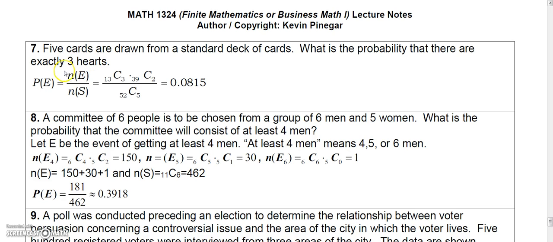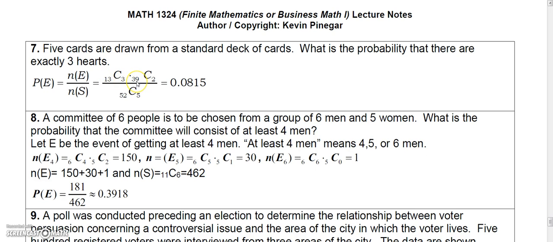3 hearts? Well, first of all, the denominator represents the total number of 5-card hands, so that would be 52 choose 5. And then the numerator would be how many of those hands have 3 hearts. Now to have 3 hearts, that means you have to have 3 cards that are hearts and 2 cards that are not hearts. So out of the 13 hearts, how many ways can you choose 3 of them?